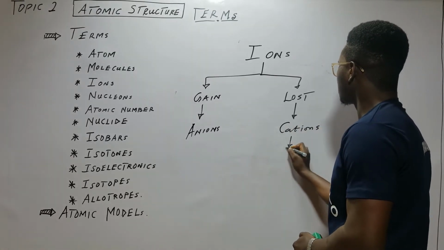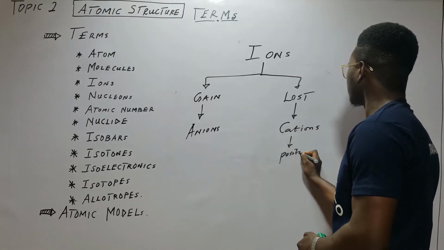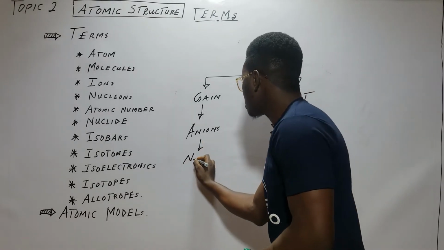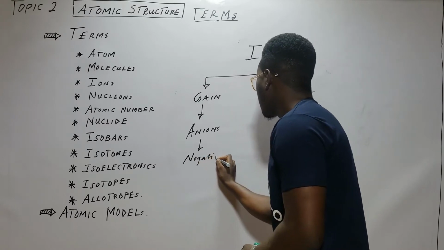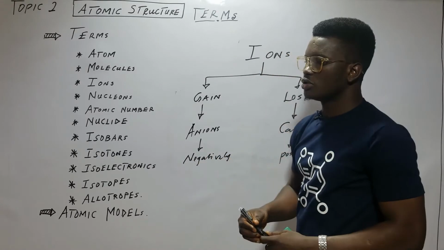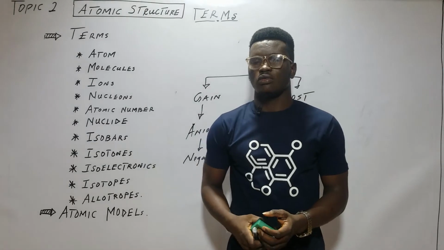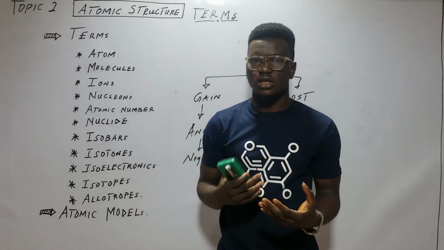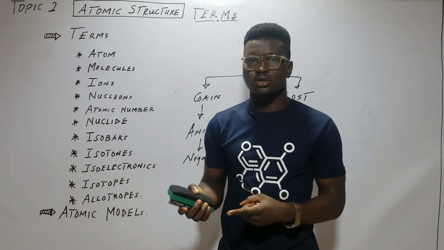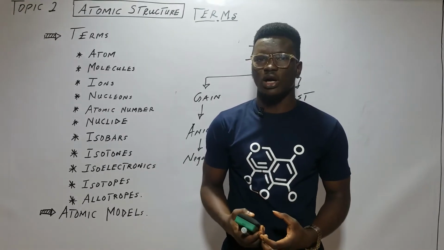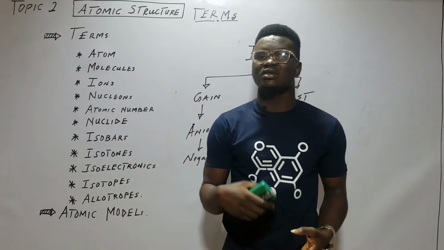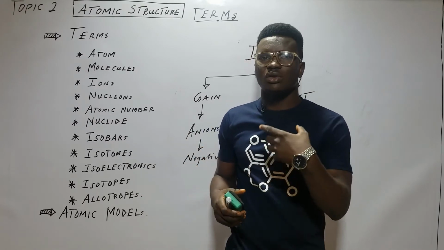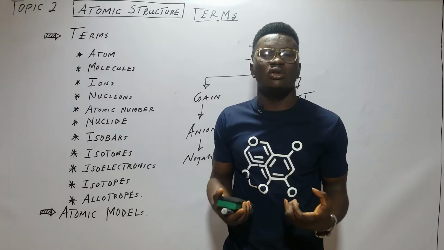So these cations are positively charged, while anions are negatively charged. Now, you need to note something. When an atom gains electron and forms a charge, what is changing is the electron, not the proton nor the atomic number. We're going to see an atomic number is defined as the number of protons that are found in the nucleus. Now, when an atom loses electron, the atomic number does not change.